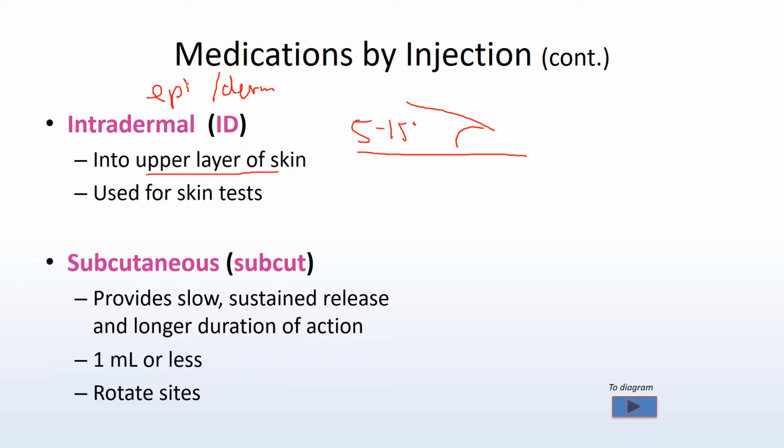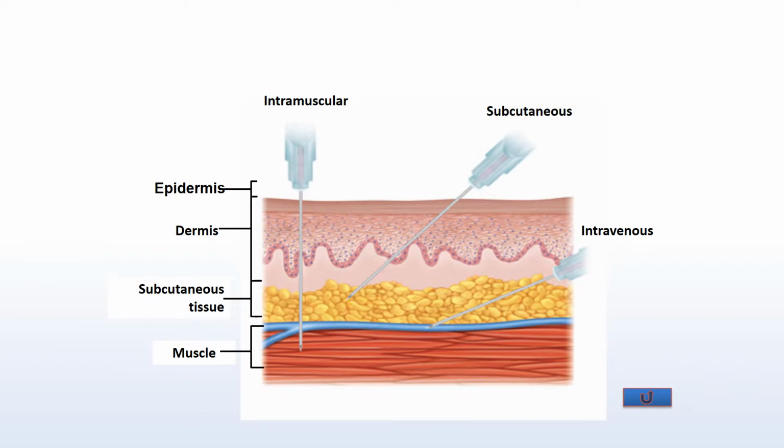All right, and then we have subcut, SQ, sub-Q. That's going to be under the skin. So what is the angle for subcutaneous? 45 degrees. Bevel up or bevel down? Bevel up. And where are we injecting into? The fatty layer. A lot of blood or no blood? No. Absorption fast or slow? Slow. Yeah, it's going to be a lot slower.